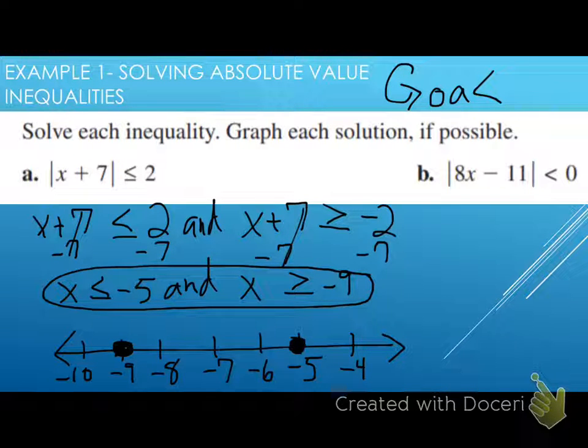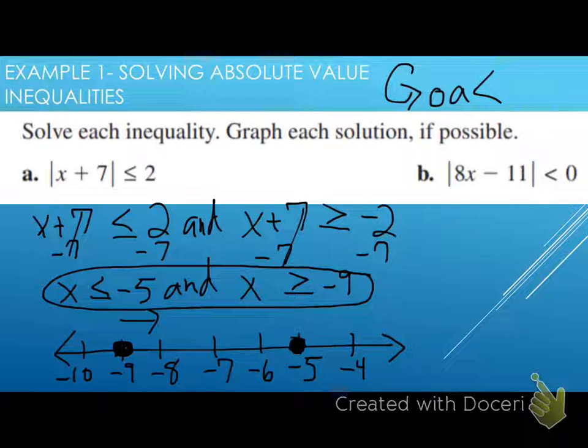It's an "and" compound inequality. So I want the intersection, the overlap of the two graphs. I want where the two shaded areas are the same, correct? So x is greater than or equal to negative 9. Is that to the left or right of negative 9? Right. x is less than or equal to negative 5.